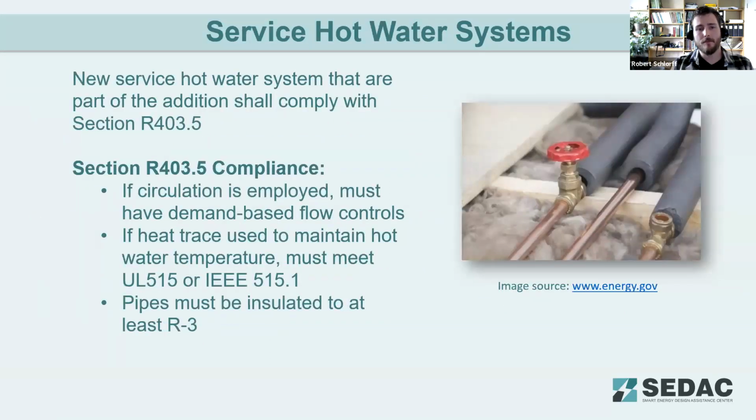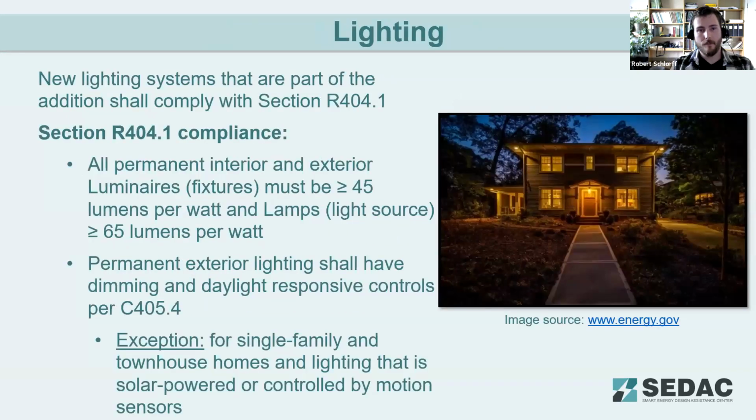Service hot water systems. New service hot water systems, if circulation is employed in them, must have demand-based flow controls. If heat trace is used to maintain hot water temperatures, they must meet UL 515 or IEEE 515.1. Pipes must be insulated to at least R3.